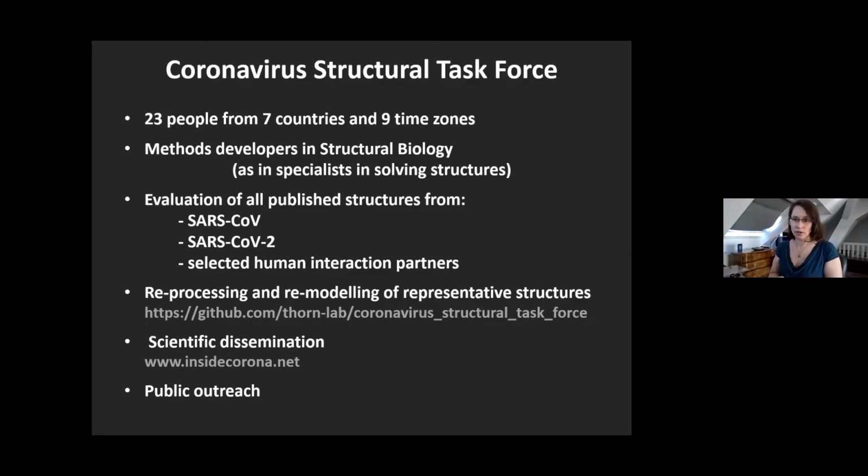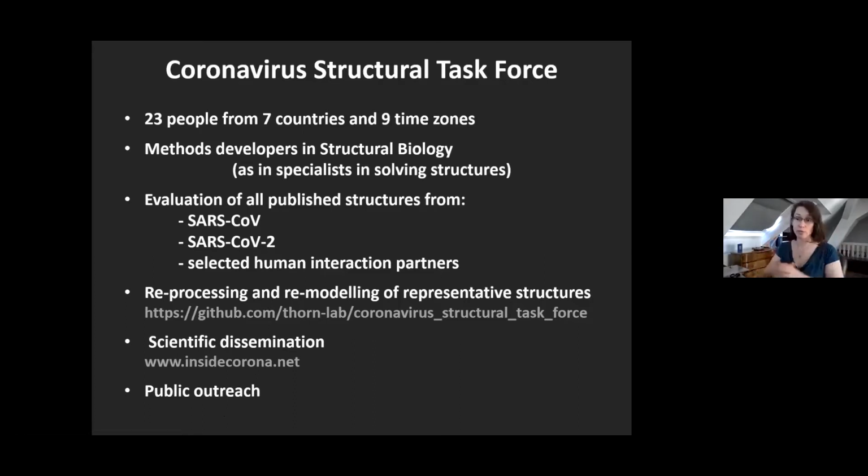We also publish this data in a GitHub repository, which is accessible via our homepage, insidecorona.net, immediately. So as soon as we're finished with remodeling a structure, or as soon as the new PDBs come out, we run everything and we post it online immediately. That also makes it a little bit hard for us to know who our downstream users are exactly. So we can see all the downloads our GitHub has, but we don't know who they are, unless they write to us, which some do.